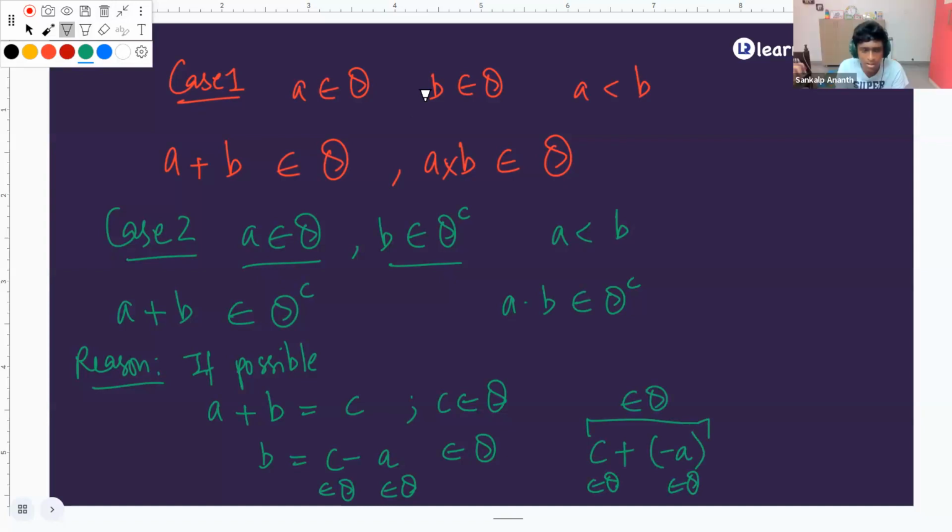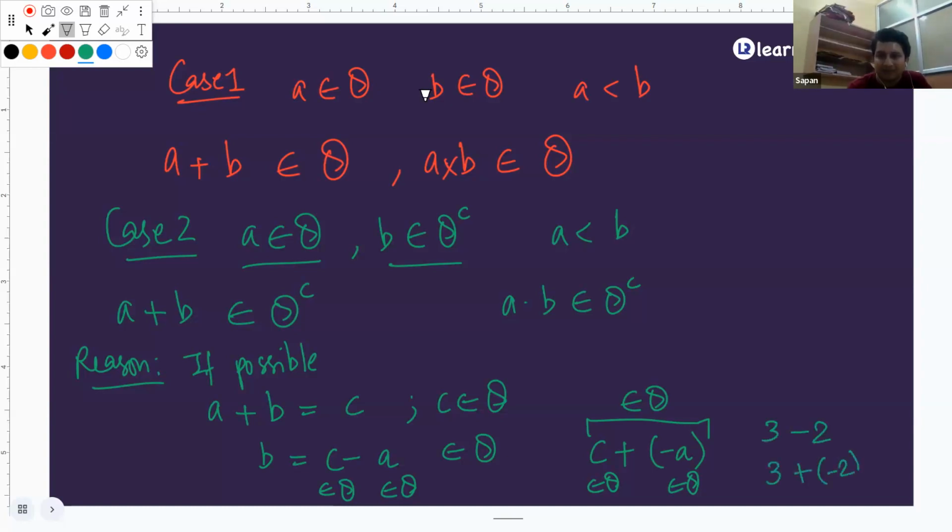Sir, but how can it be C plus negative A when A is being transferred to the right hand side? It's the same outcome. When transferred, minus will turn into plus, and plus into minus. Can we not write 3 minus 2 as 3 plus negative 2? Okay. Understood? Yes, sir.